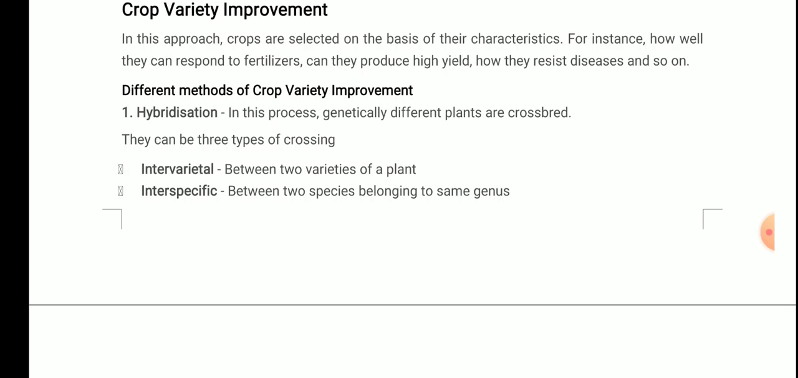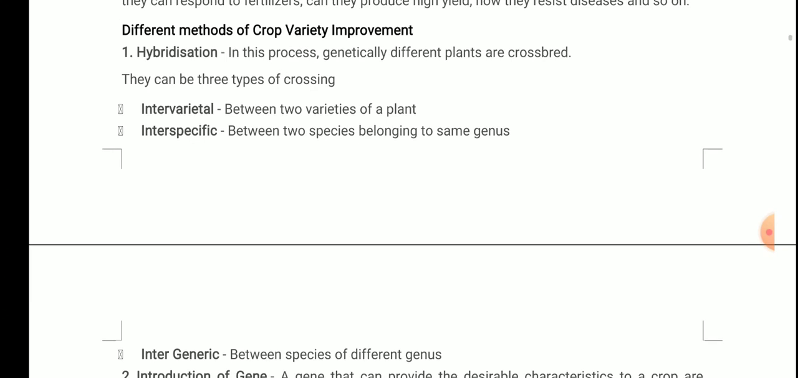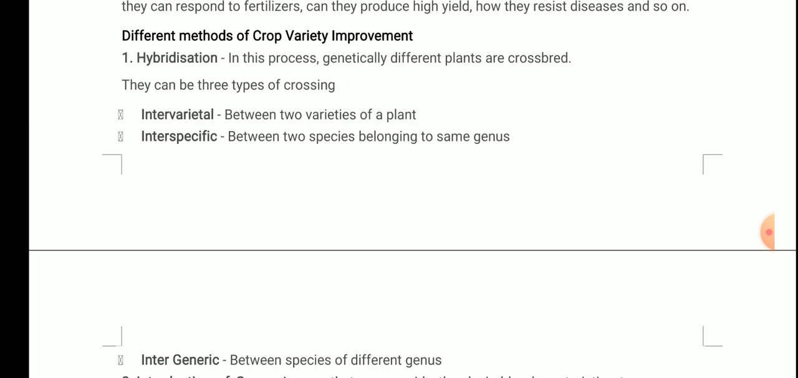It can be of three types. What are the three types of hybridization? First is intervarietal, that is between two varieties of a plant. Next is interspecific. Interspecific means two different species but belonging to the same genus. And third is intergeneric, that is between species of different genus.